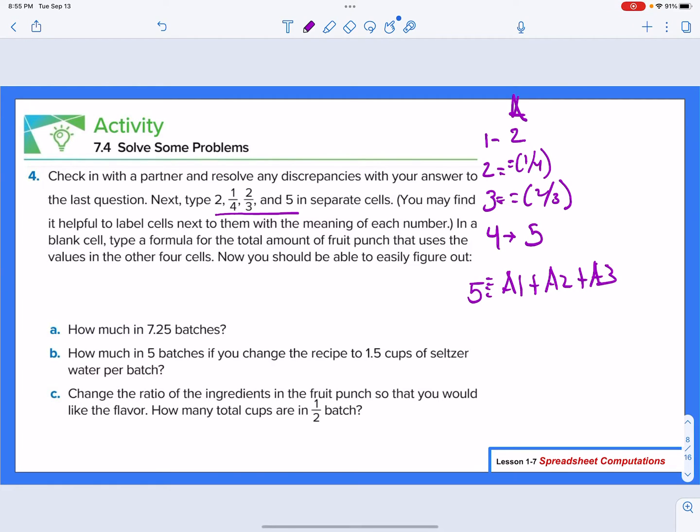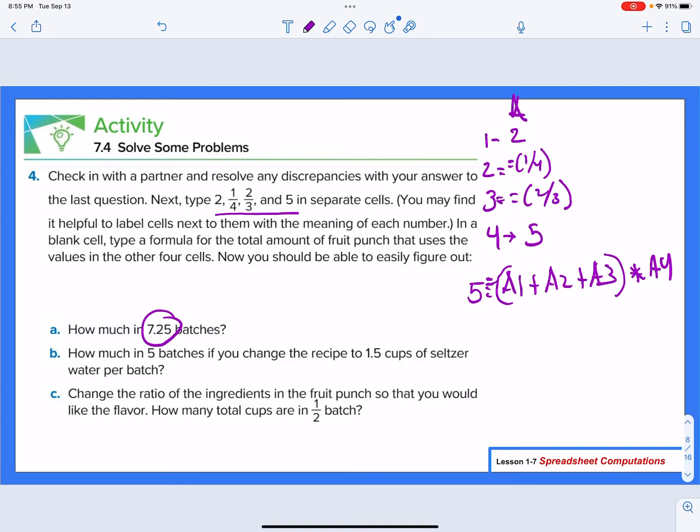Say it's equal to, parentheses, A1 plus A2 plus A3 times whatever's in A4. And that should give me the same answer if that's what I type there. Okay? All right, so how much is in 7.25 batches?